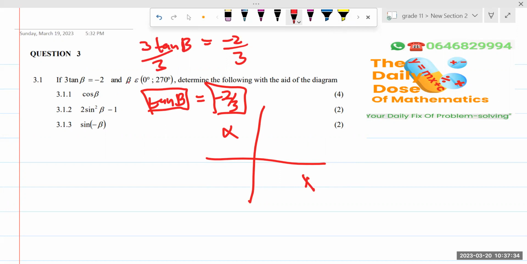They went on to say that beta should be an angle between 0 up until we get to 270. Now there's a part which they are not counting here. Which part is that? The fourth quadrant. So where are we supposed to draw our diagram? On the second quadrant. Okay, now what does this mean? It means starting from here to here, this is going to be our beta.